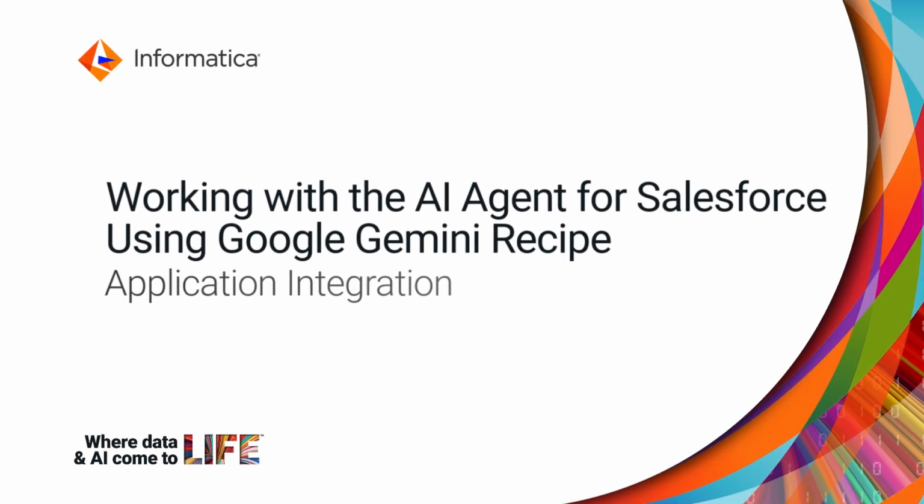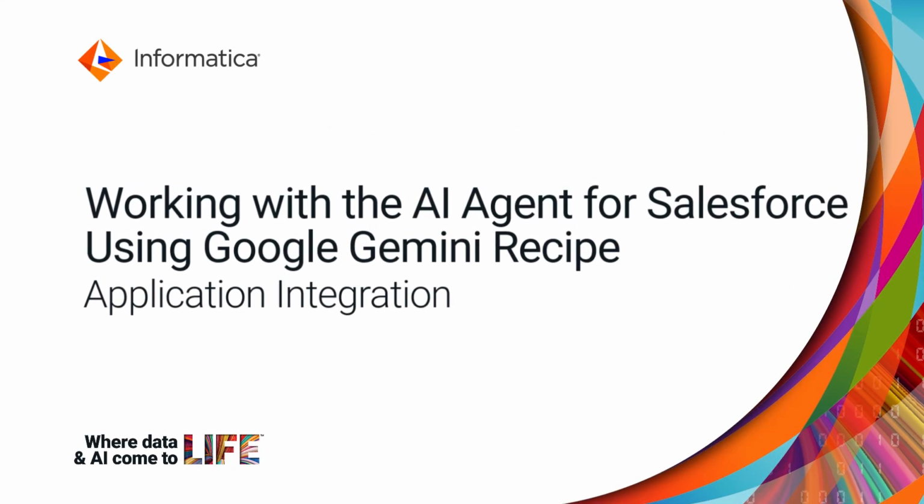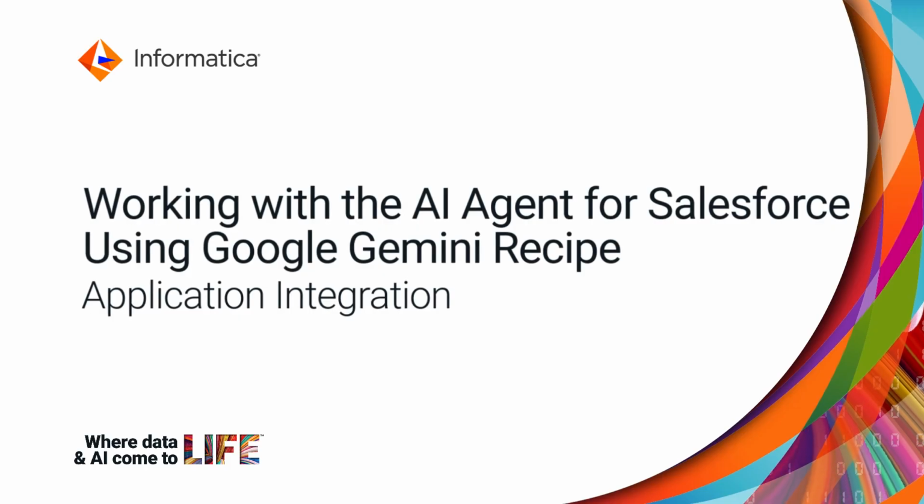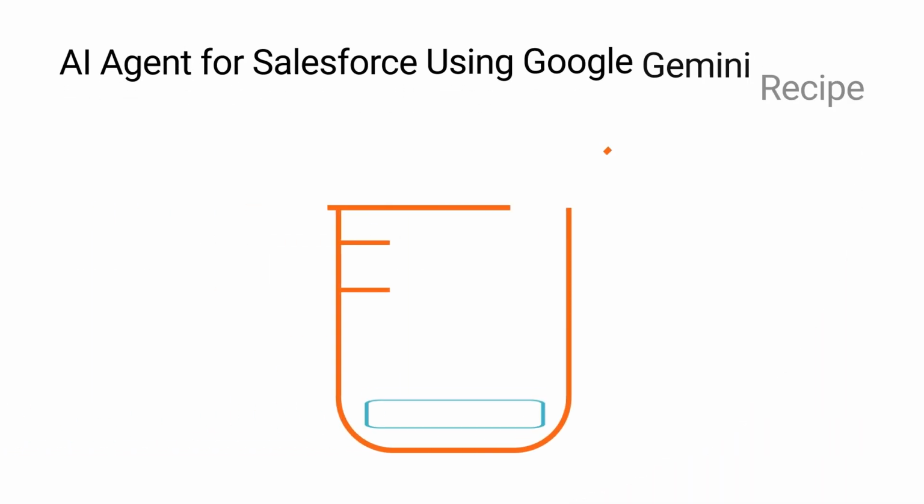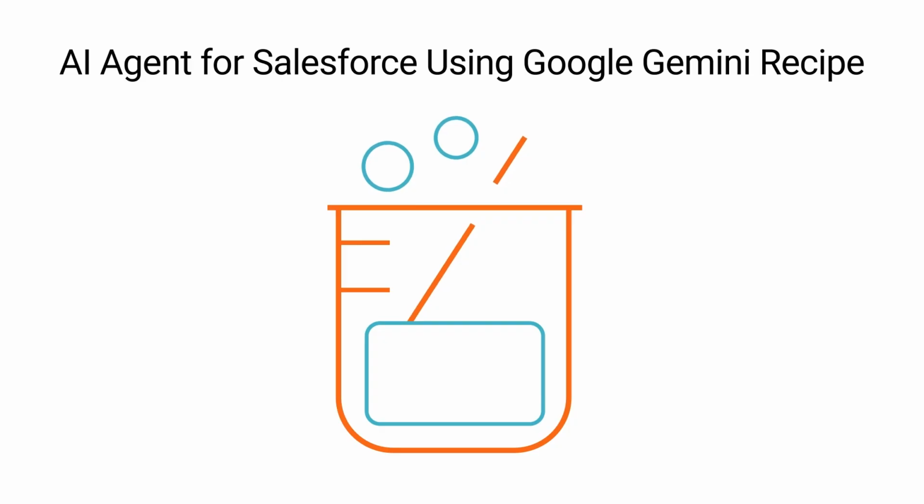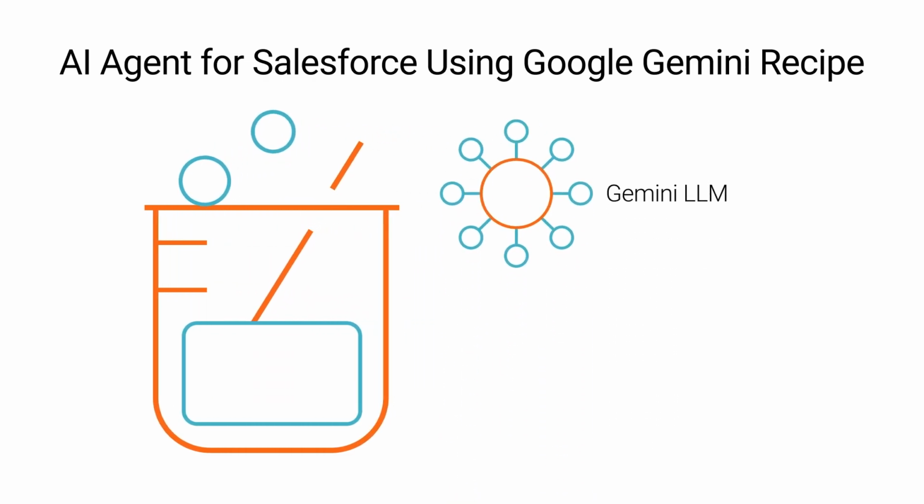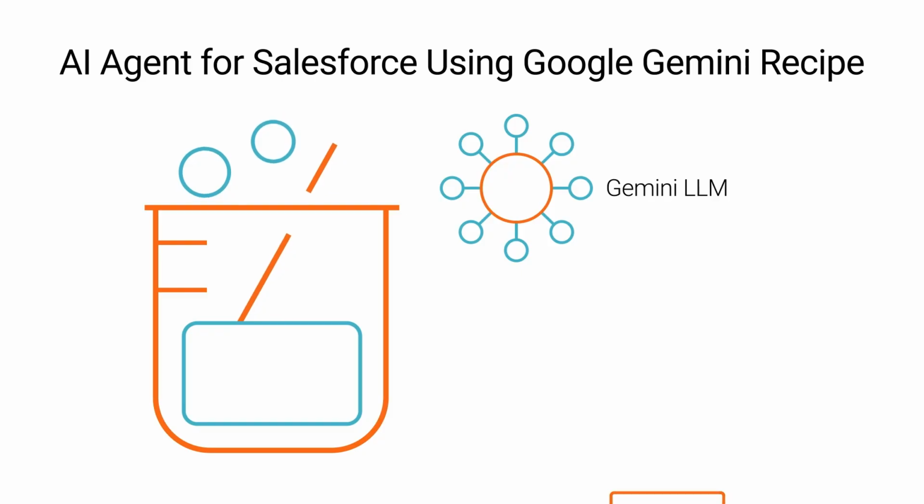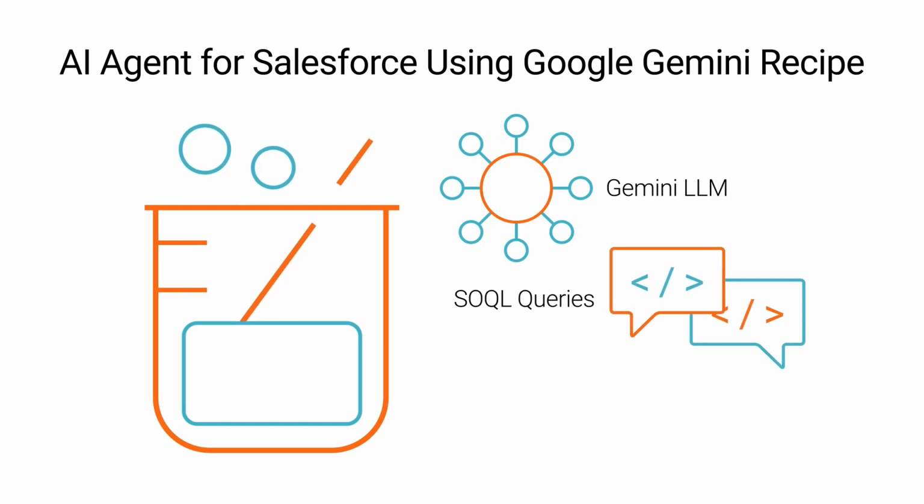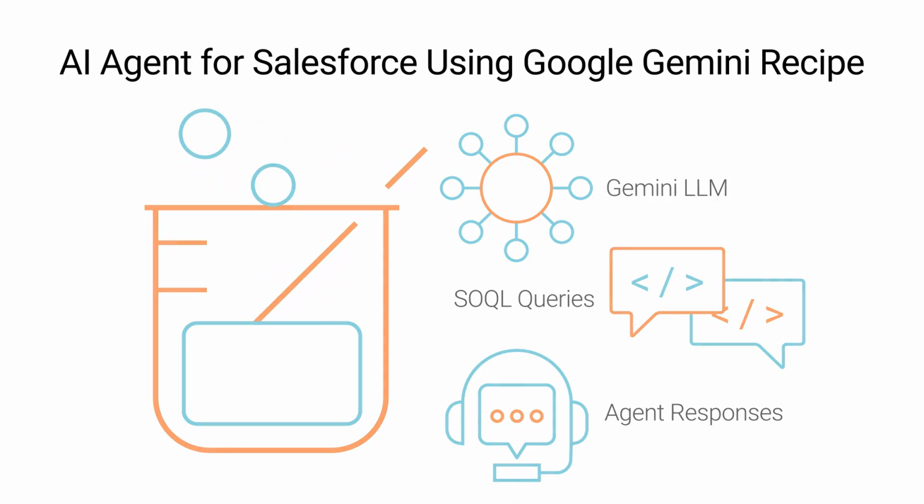In this video, we'll show you how to work with the AI agent for Salesforce using Google Gemini recipe in application integration. The AI agent for Salesforce using Google Gemini recipe simplifies working with Salesforce Object Query Language, or SOQL. The recipe interacts with the Gemini Large Language Model, or LLM, to process SOQL queries and provide responses.